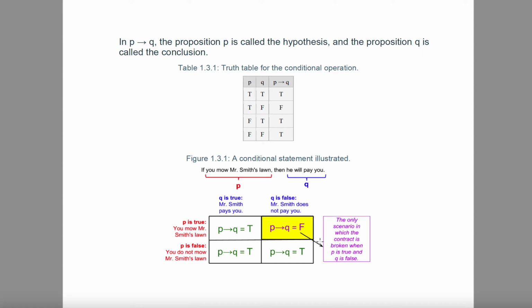So you're creating a truth table where you're mowing Mr. Smith's lawn, you're not mowing Mr. Smith's lawn, Mr. Smith pays you, and Mr. Smith does not pay you. So the only condition in which this whole truth table becomes false, or the contract gets broken, is when one is true and the other is false. So essentially your hypothesis is true but the conclusion is false.